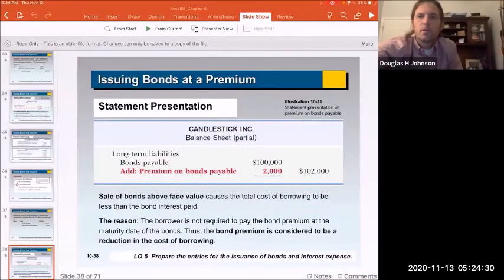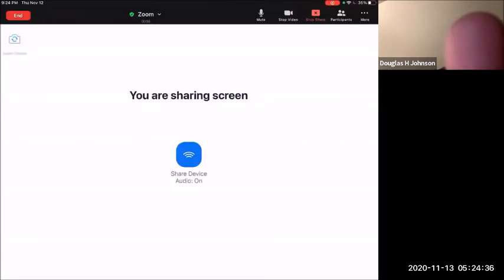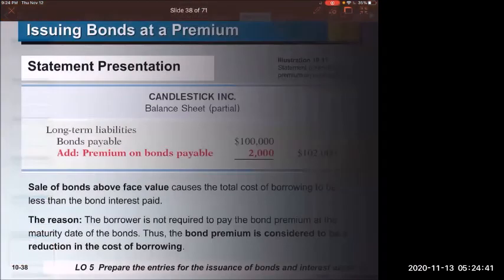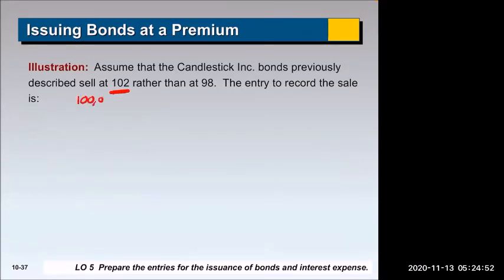All right, so we stopped here at premiums. So issuing a bond at a premium. So this was, we're issuing at 102. That's 102%. So if we were saying we had the $100,000 of bonds times 1.02 or 102%, that's going to give us the cash that we're receiving. So I'm getting $102,000 of cash.